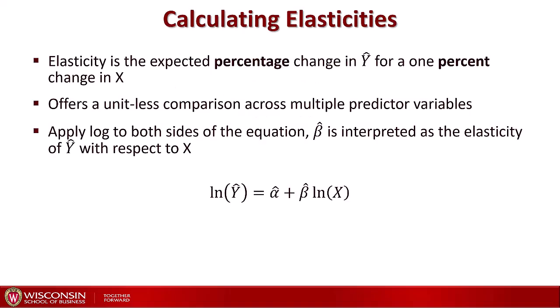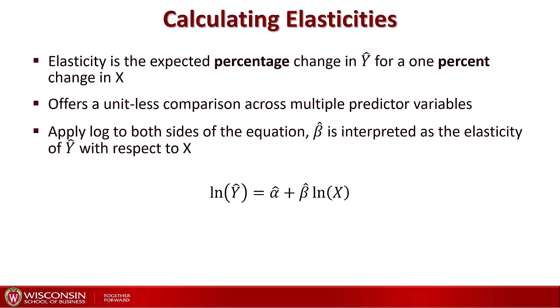Now, let's talk about calculating elasticities. An elasticity is the expected percentage change in y hat for a percentage change in x. So we have percentage both on the y side and on the x side. That's convenient because now we have something that doesn't use units. It's a unitless comparison across variables. To get that, we need to apply the log transform both on the y side and on the x side. And then the beta hat is the elasticity.